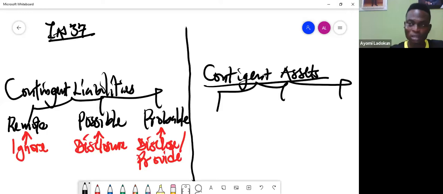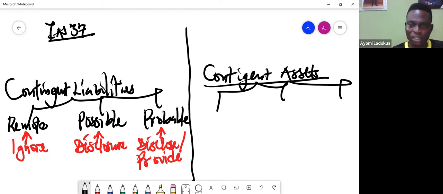For example, you are the one now suing somebody in a law court. You are expecting money, you are expecting damages. That is a contingent asset because it will be dependent on one or more uncertain future events which are not within your control. So that's a possible asset.